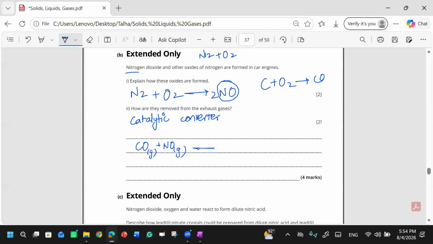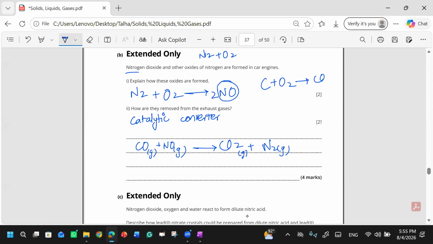So what does the car do? The car catalytic converter converts this carbon monoxide into carbon dioxide and nitrogen monoxide into nitrogen dioxide. These are not harmful. Or it can also convert it into nitrogen gas.